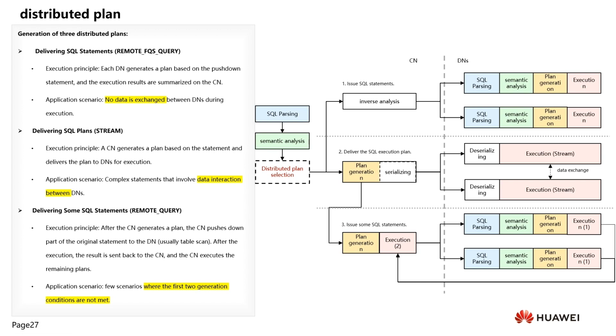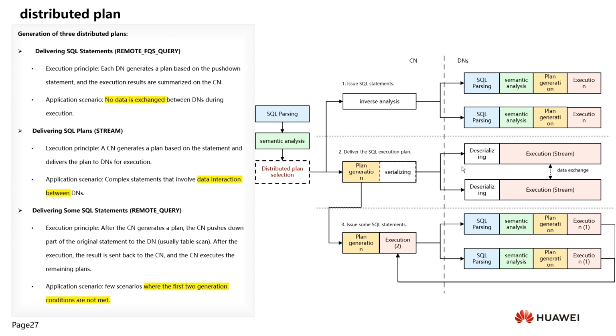In GaussDB, we have three types of distributed plans. The first one is remote FQS query, where FQS stands for fast query shipping. Its execution principle is that each DN generates a plan based on the pushdown statement, and the execution results are summarized in the CN. So in this scenario, no data is exchanged between DNs during the execution.